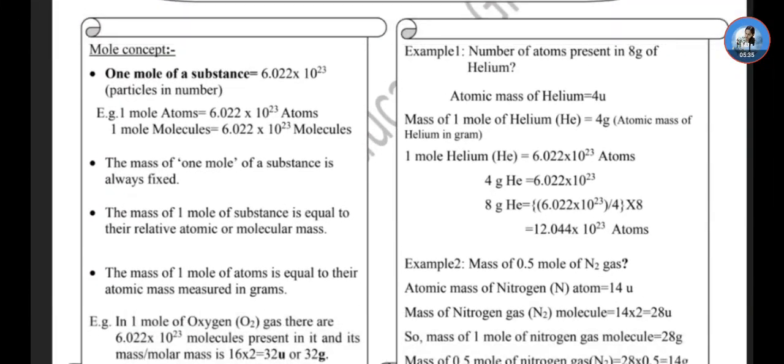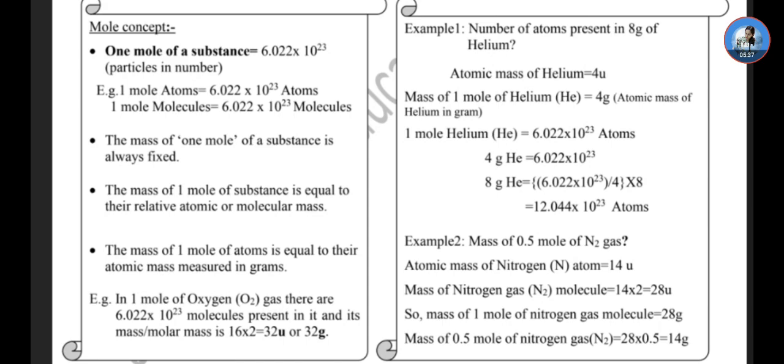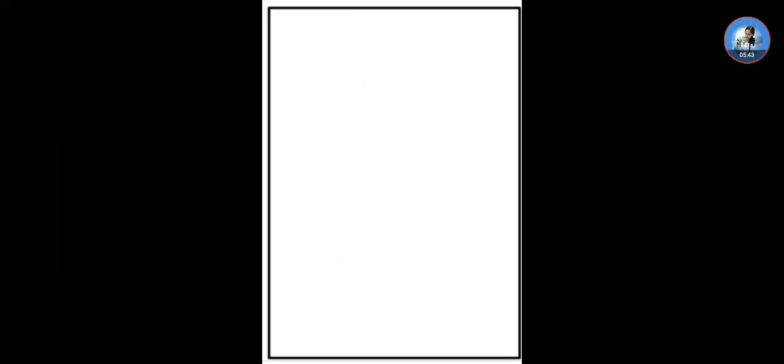Now move on to the examples. First example, the number of atoms present in 8 gram of helium. So students, in 8 gram of helium, we have to calculate the number of atoms.